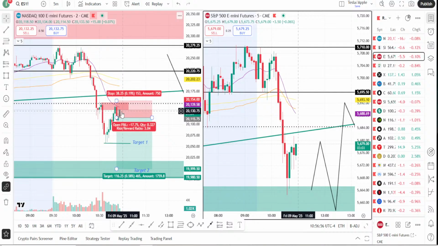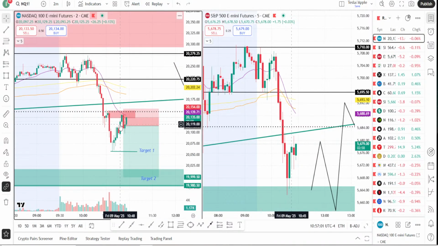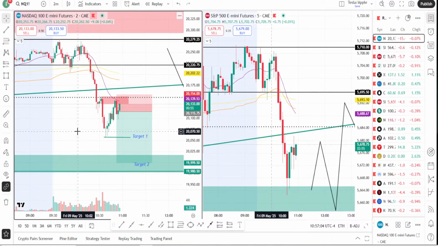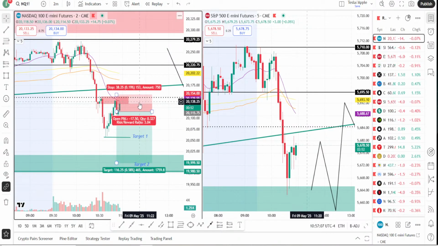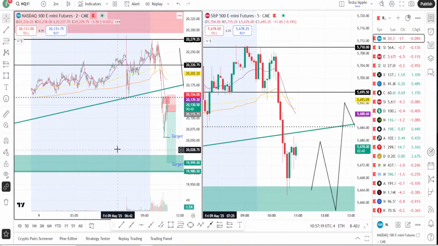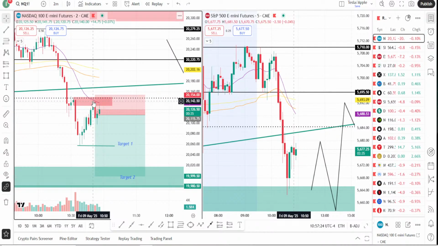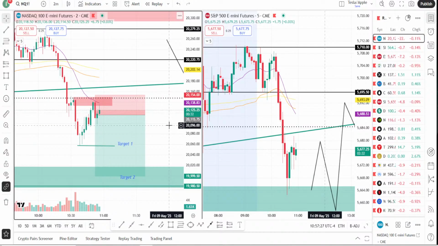This is starting to look like a trap down here. Yeah, as long as we stay below the 21, we should be good to go. If we close above it, I will close my position.